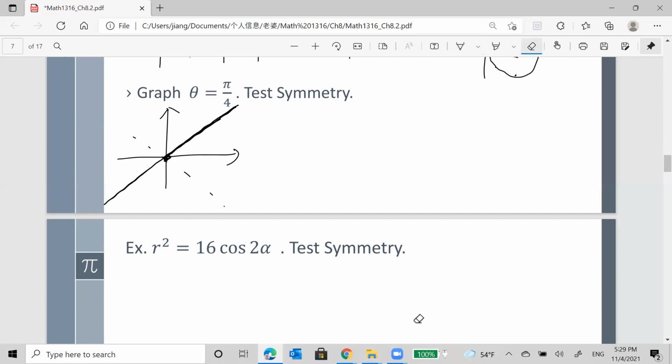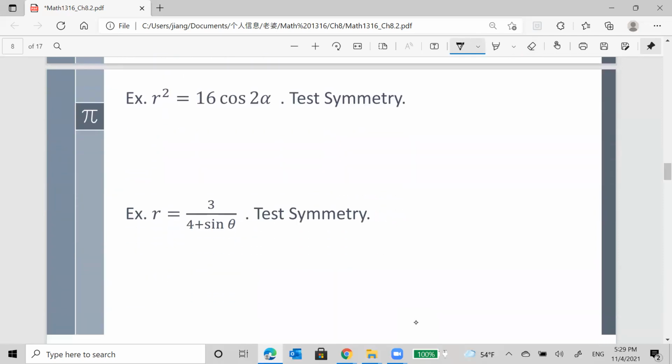So you don't need to use 3 tests to test the symmetry. Just reflect it twice to see if it's symmetric to the pole or symmetric to the... I think you understand what I mean.